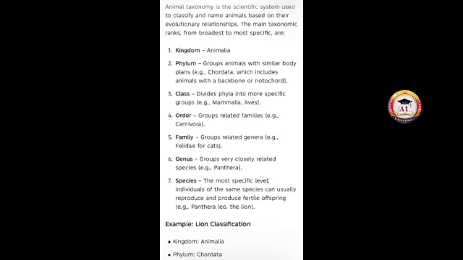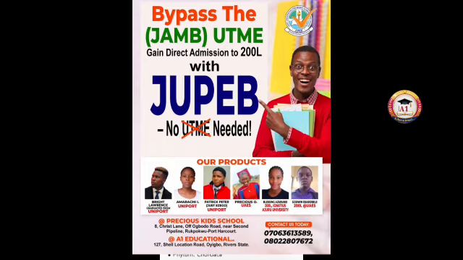Now, going further, we have the class. The class is divided into groups of animals with similar characteristics, like I said initially. For instance, we have mammals, we have apes. Mammals are animals, for instance, humans. Why they are called mammals is because they breastfeed their young ones and they cater for their young ones. That is, they have parental care.